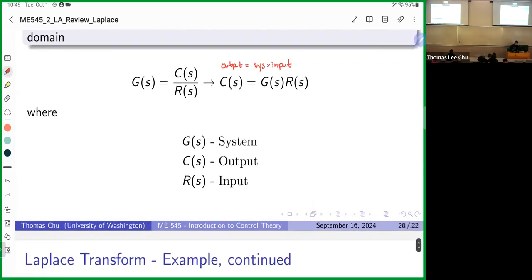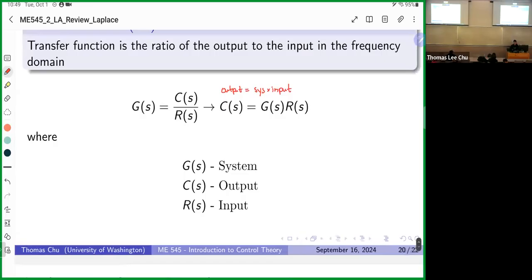One thing I want to note here is that sometimes if I write G of s for a transfer function, it's very contextual. G of s is just a generic system. There have been confusion in the past where we frequently use G as the open loop transfer function. And I just want to go over that real quick right now.